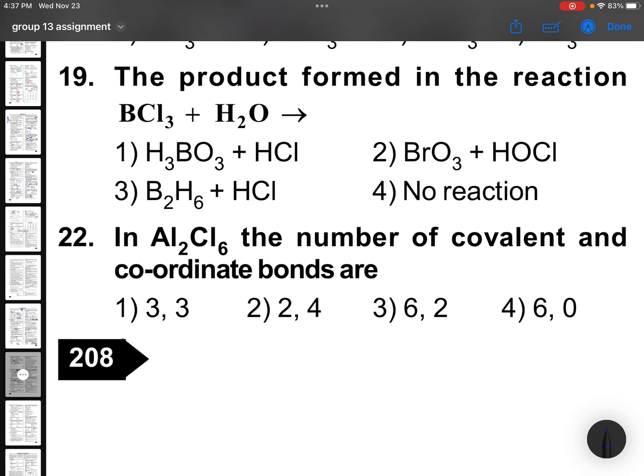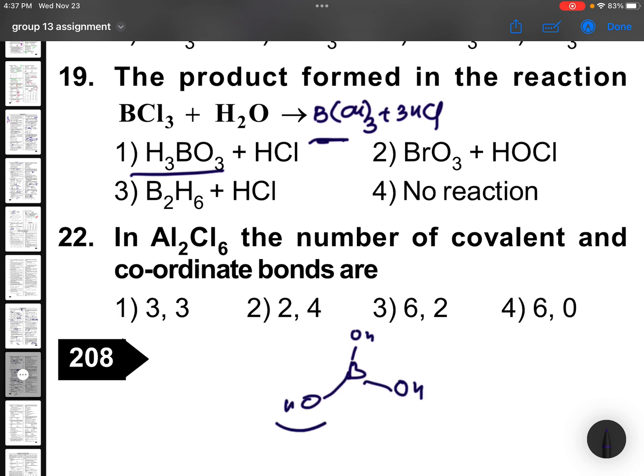The product formed in the reaction BCl3 plus H2O, you can expect very easily, that is B(OH) taken thrice plus 3HCl. B(OH)3 is nothing but H3BO3, boric acid. Not a proton donor. 3 OH groups are there, but not a proton donor, right?